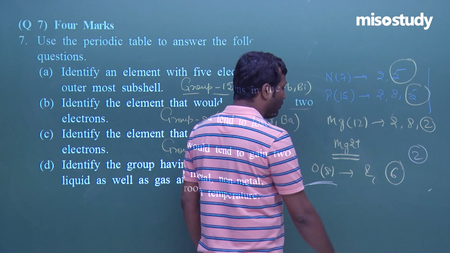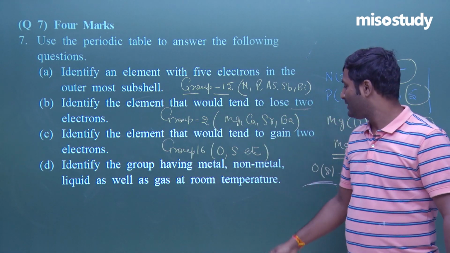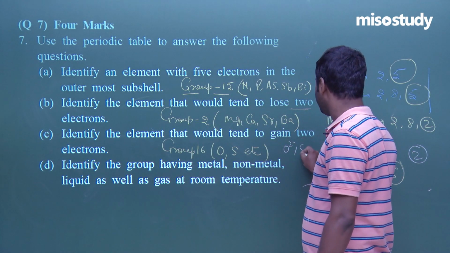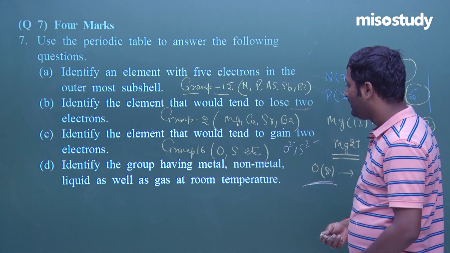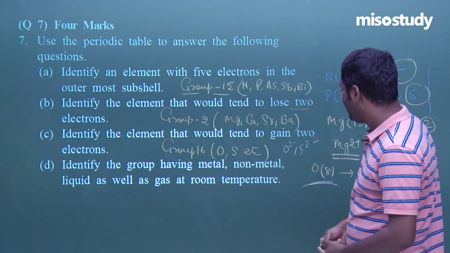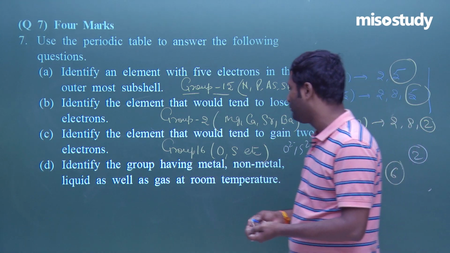So in this case, we will say that they gain 2 electrons and convert to O2 minus, H2 minus, and so on. Identify the group having metal, non-metal, liquid as well as gas at room temperature.